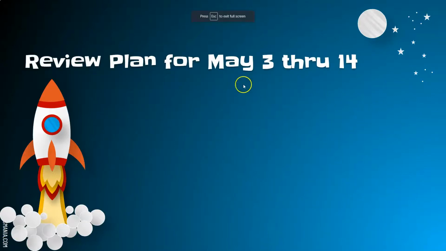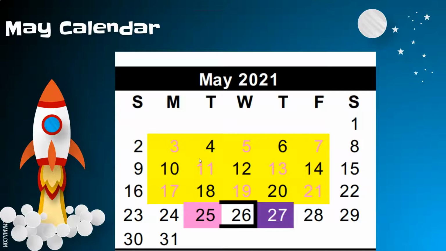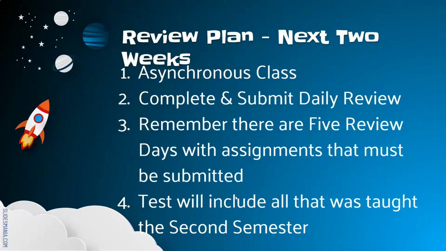I'm going to review the plan for the next 2 weeks from May 3rd to May 14th. Remember, there are 5 days, 1, 2, 3, 4, 5 for A and B. The week of the 17th is your testing week. And then, of course, we have graduation the following week. This is the plan for everybody, my class by period 3A and 4B. It will be asynchronous.